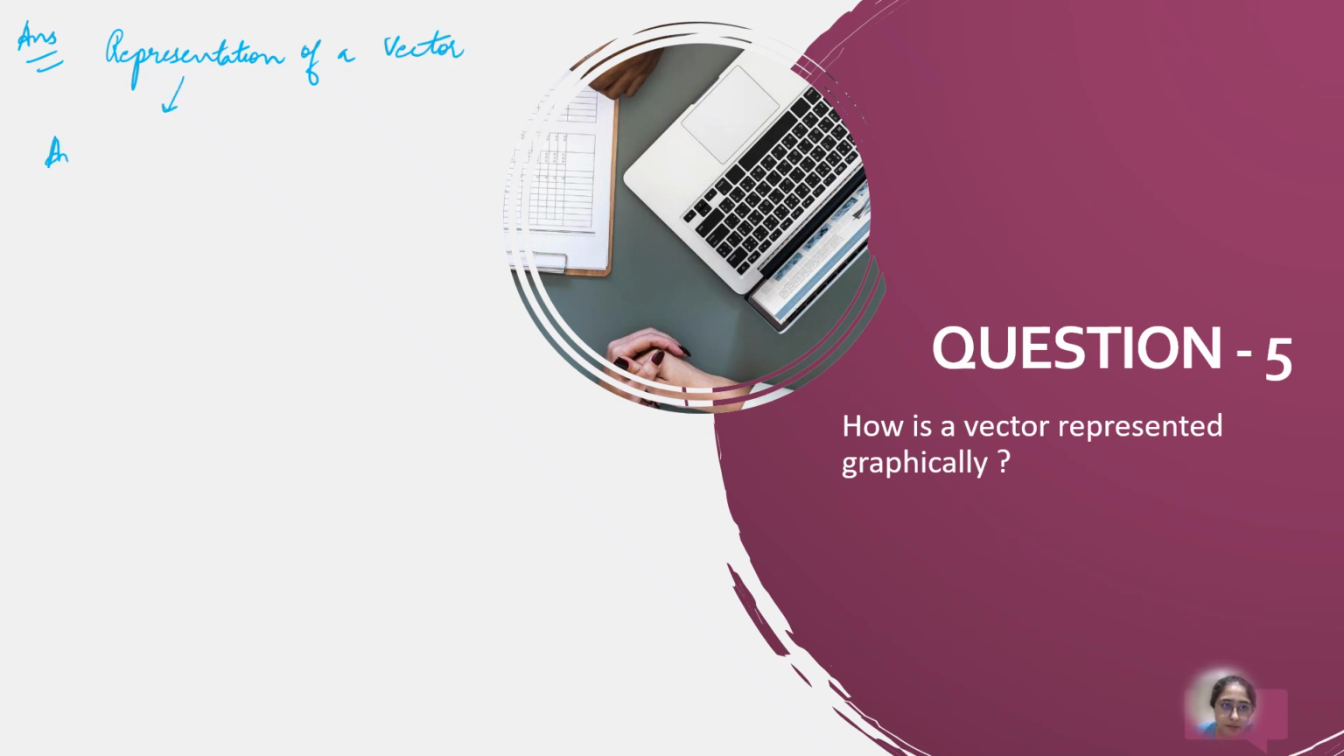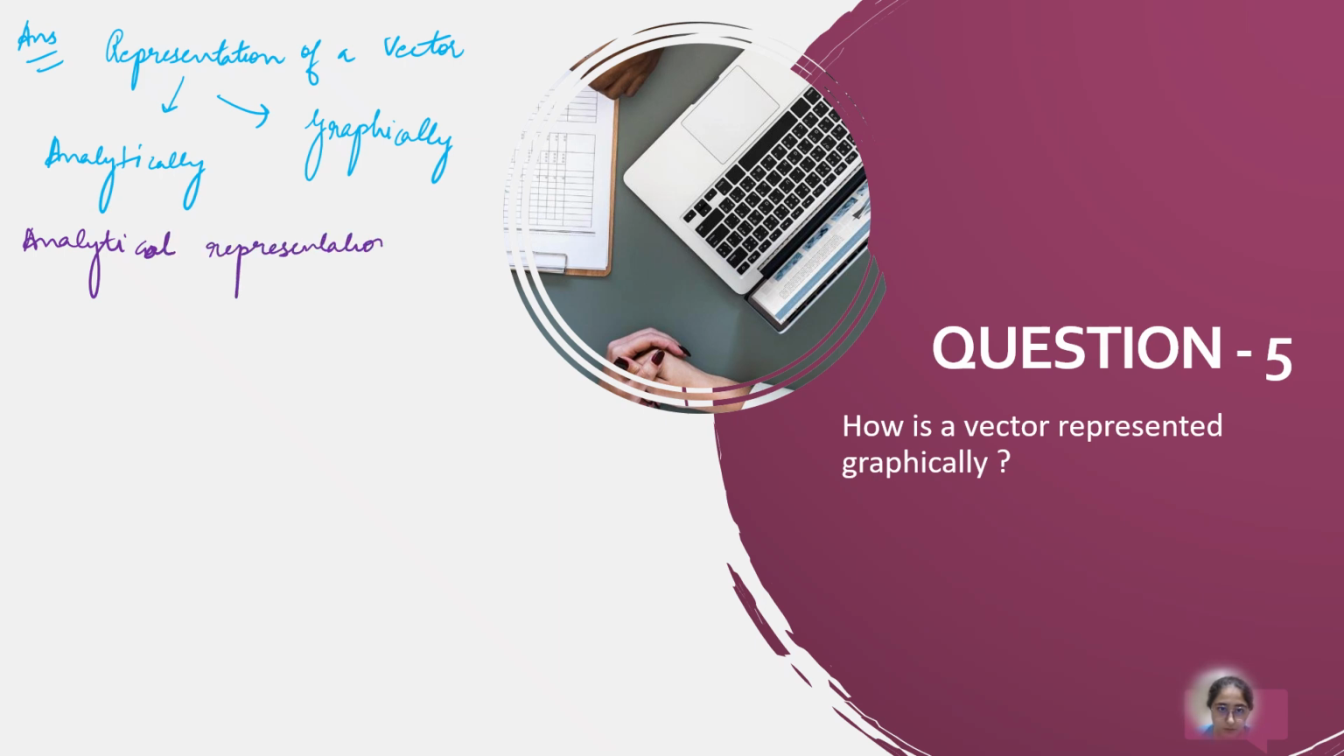Vectors are represented analytically and graphically. First, we will see analytical representation. Vector quantities are analytically represented by an ordinary letter along with an arrow on top of it.